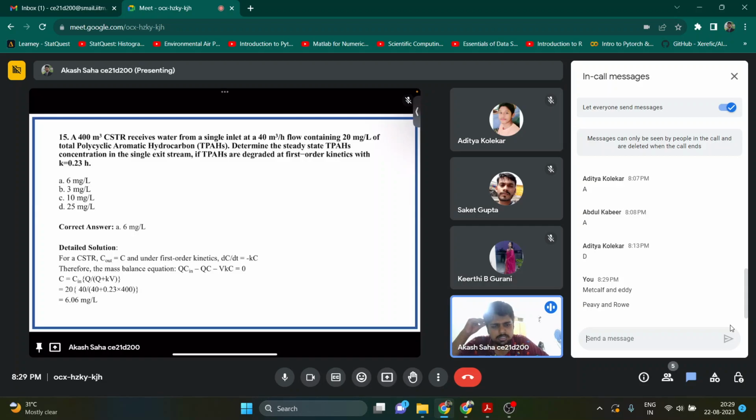Any other doubts or concerns you have? Sir, these are for wastewater treatment. Wastewater, water, yeah, all the water treatment. I don't think explicitly PV and Row you will get, but Metcalf and Eddy is dedicated to wastewater engineering. Okay, okay.